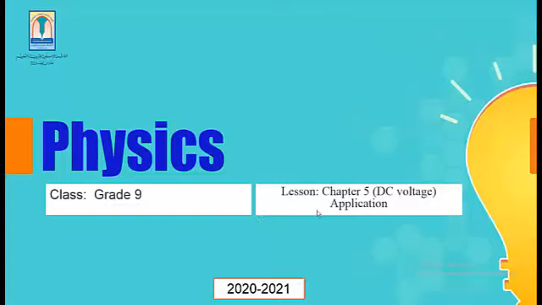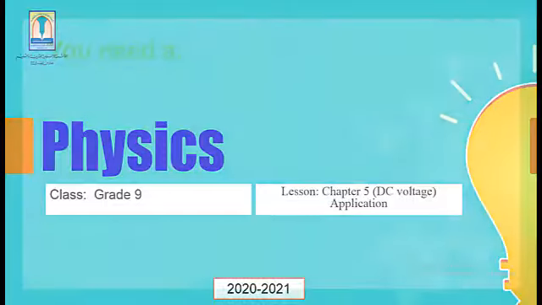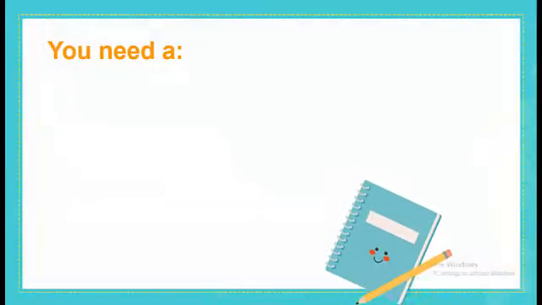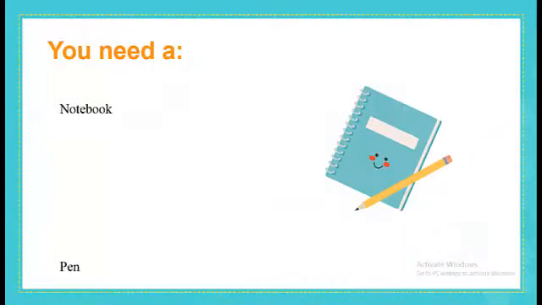In this video, we're going to make an application on chapter 5, DC voltage. So if you please, you have to prepare a notebook and a pen. And you have to pause the video whenever you read a question, just to write your own answers before getting it in this video.